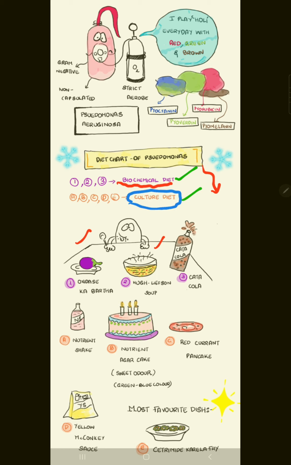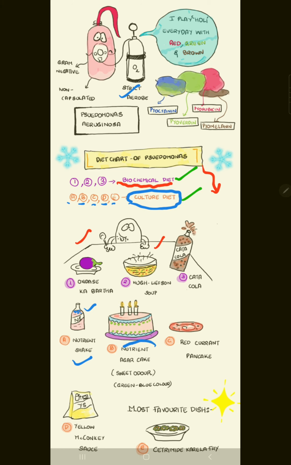Next, you have the culture diet. So what are the culture diets? Culture diets of Pseudomonas aeruginosa. There are five in number. The first one being the nutrient shake, which is basically suggesting the nutrient broth in which Pseudomonas will form a surface pellicle, because we knew that it's a strict aerobe, right? So hence it forms this surface pellicle in this nutrient shake.